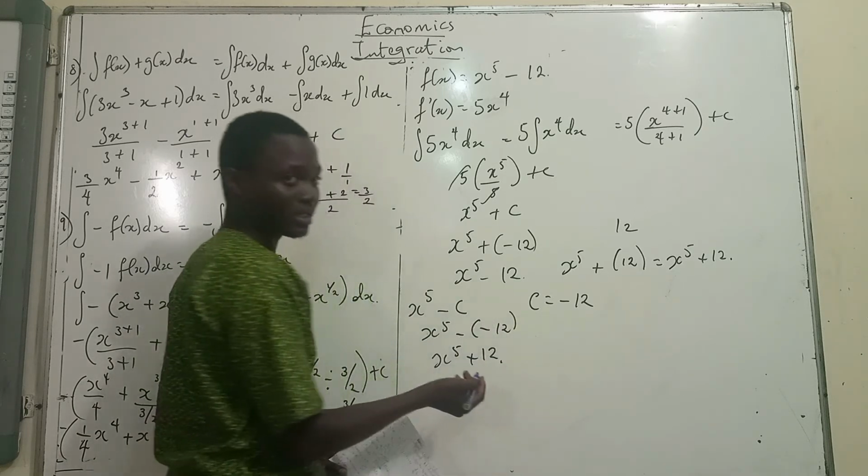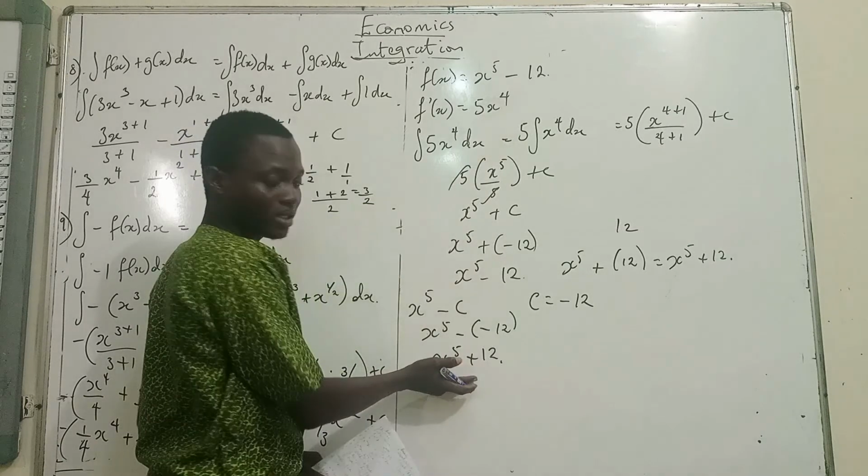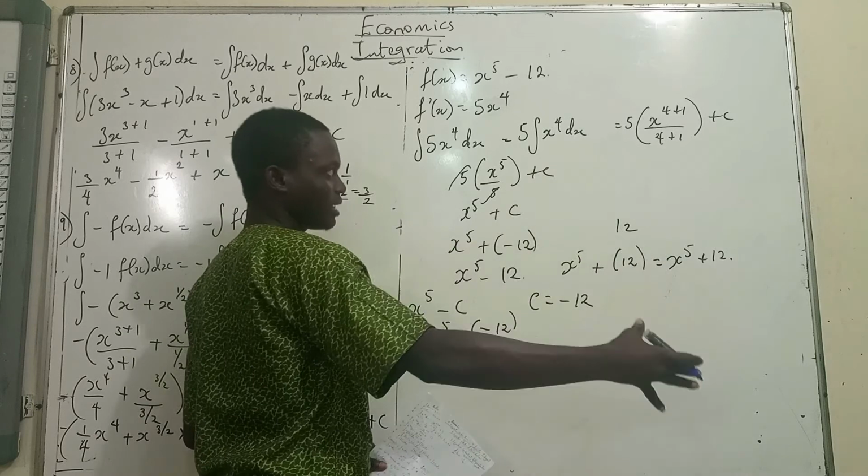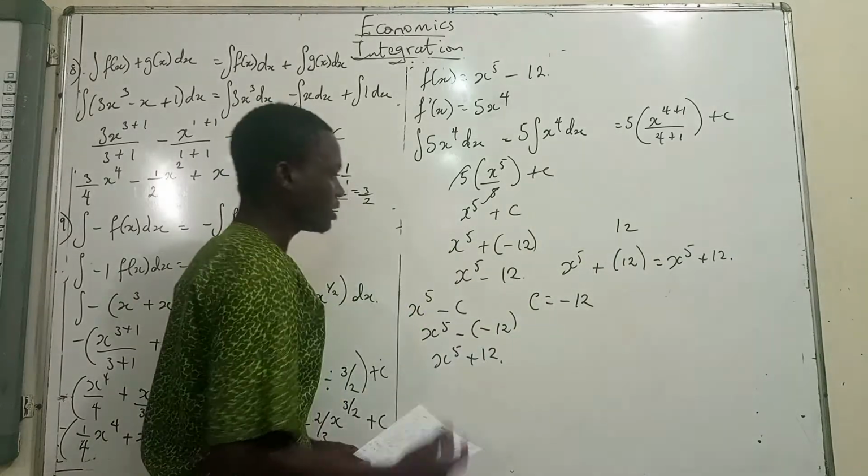So it changes the whole thing, right? It was minus here and it's already a plus here. So it changes the whole thing. That's why we have plus the constant term whenever we are doing integration and so on and so forth.